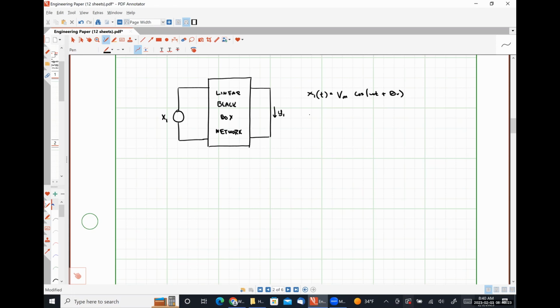actually, let's not call it a voltage here because the voltage part doesn't matter. Xm cosine omega t plus theta x. We know that our output signal should be of the form Ym cosine omega t plus theta y. If we put a cosine function in, we should expect to get a cosine function out, and we just saw how that worked for that particular circuit, okay? Let's take that same linear black box network.